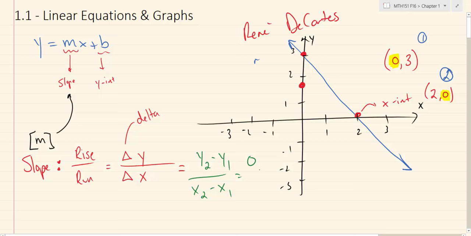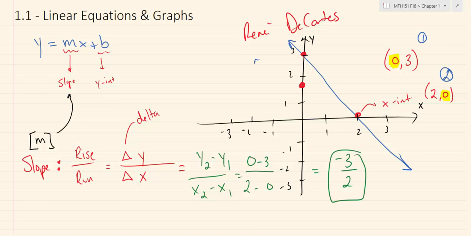The y-coordinate of the first point is a 3, so we say 0 minus 3, divided by x2 is a 2, and x1 is a 0. And when you do this, you get -3 over 2. So that is our slope. The slope of the blue line, not only do we have the x-intercept, by plugging in a 0 for y, and the y-intercept by plugging in a 0 for x, we also have this idea called slope.